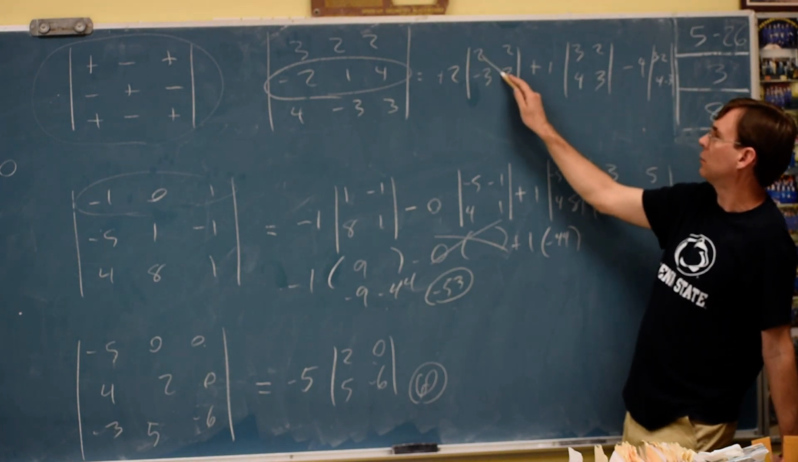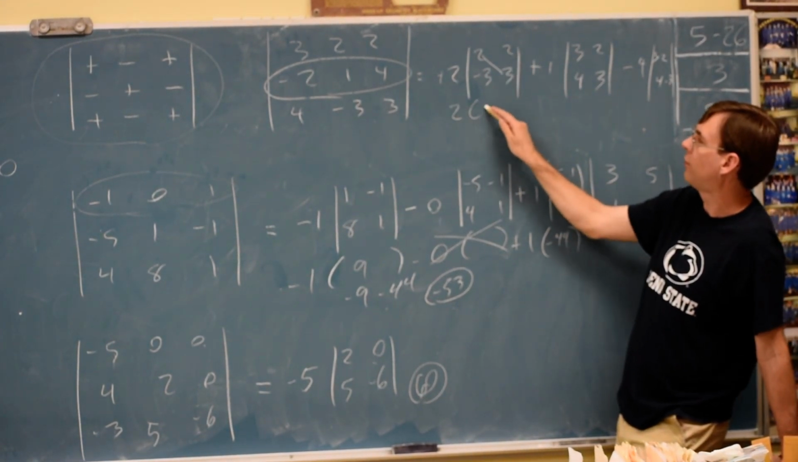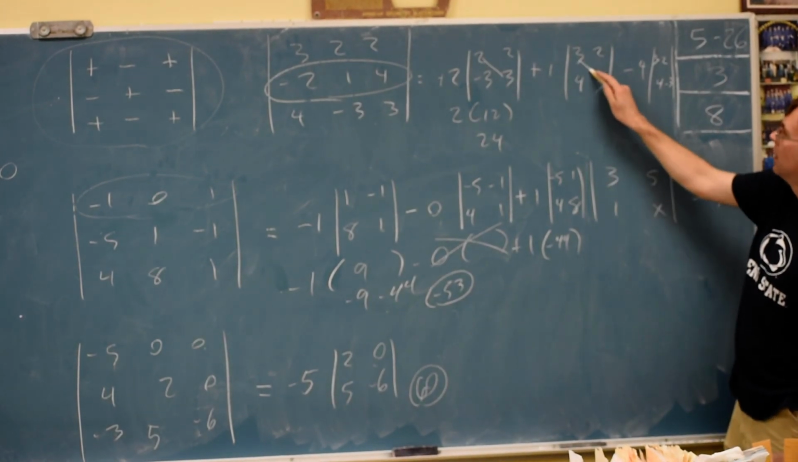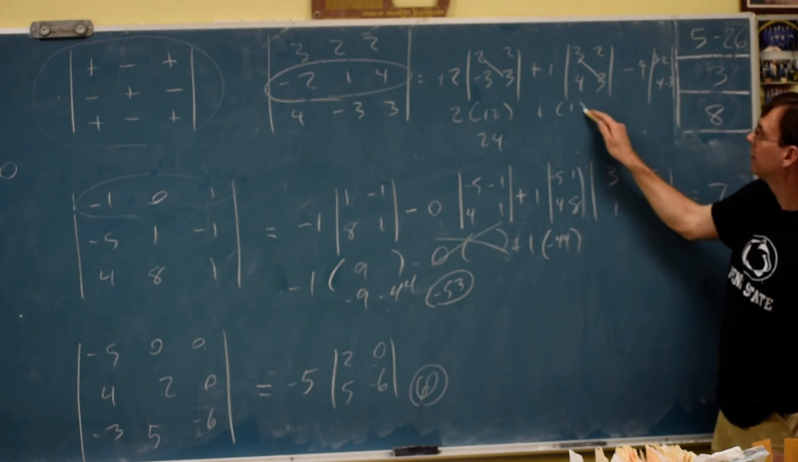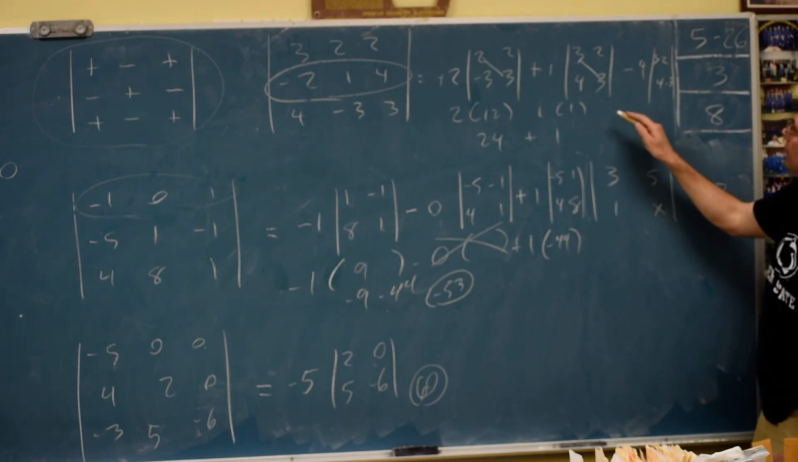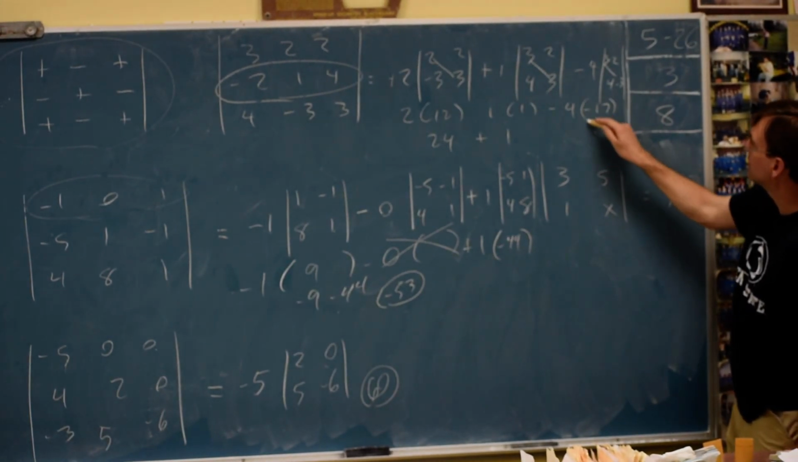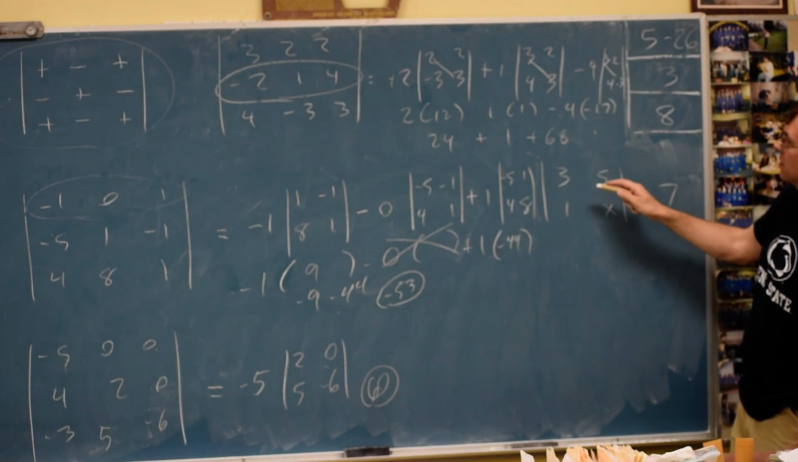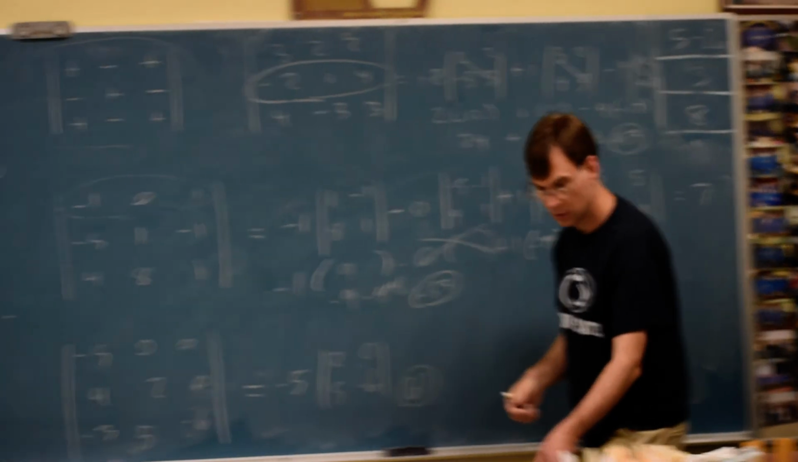So main diagonal 6 minus -6 is 12. 2 times 12 is 24. 9 minus 8 is 1. 1 times 1 is 1. Main diagonal -9 minus 8 is -17. -4 times -17 is +68. Add that all up, that's 93.